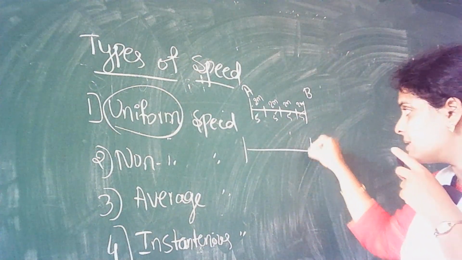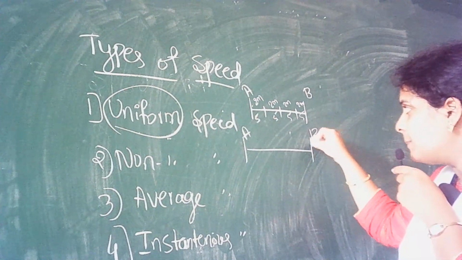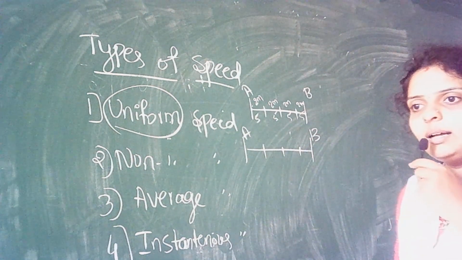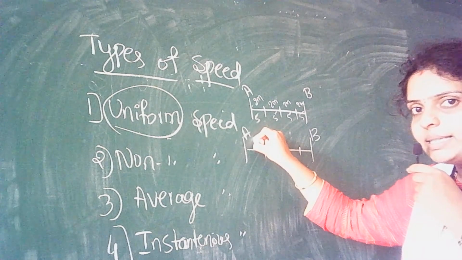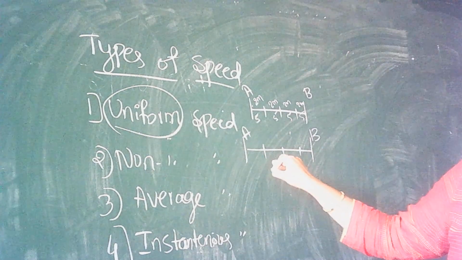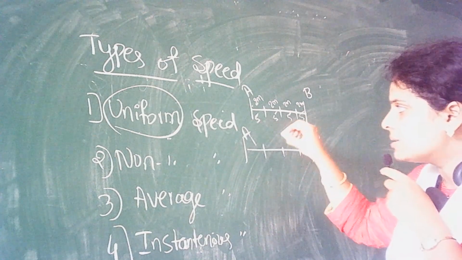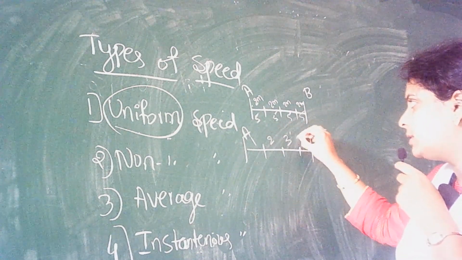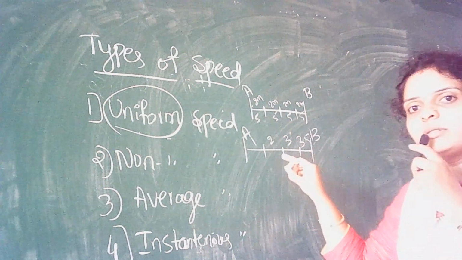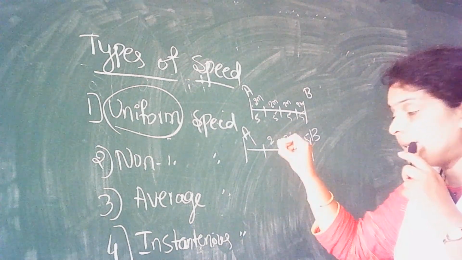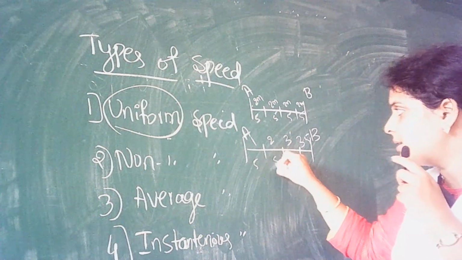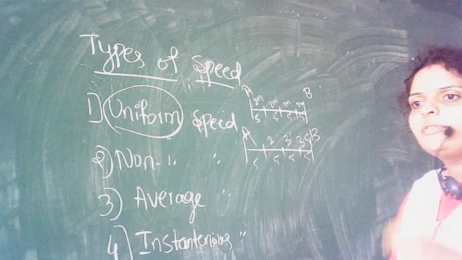Again, the same example we will take, A to B. Here unequal distances but equal intervals of time we have, when a body covers unequal distances. Unequal in the sense 1 meter, 2 meters, 3 meters, 3.5 meters. So this is unequal distance in the same interval of time, 5 minutes, 5 minutes, 5 minutes, 5 minutes.